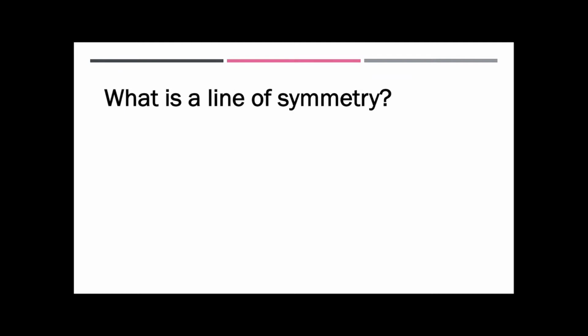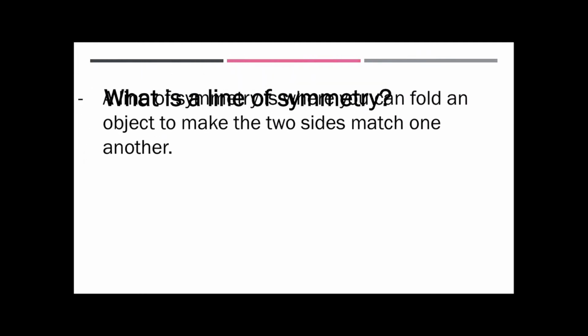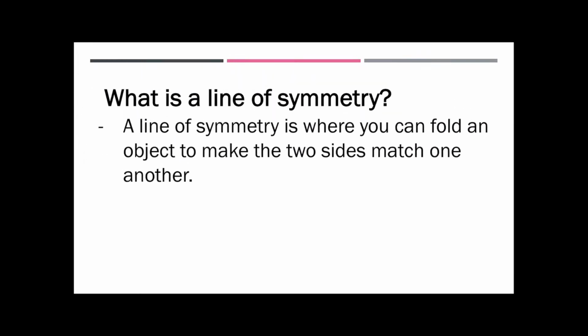So what is a line of symmetry? A line of symmetry is where you can fold an object to make the two sides match one another. Take our green triangle from the last slide. If we fold it across the line, all of the edges match. The line down the middle is called the line of symmetry.